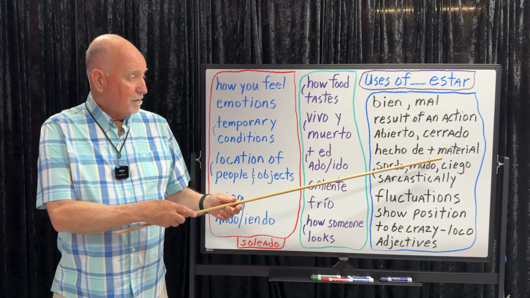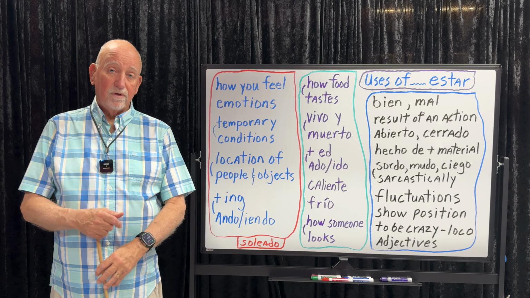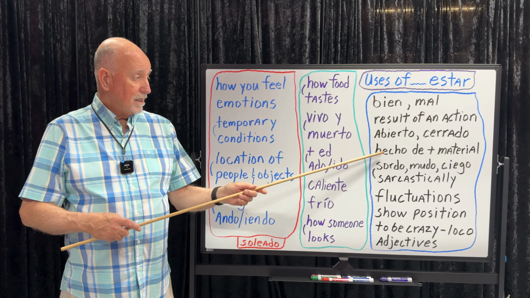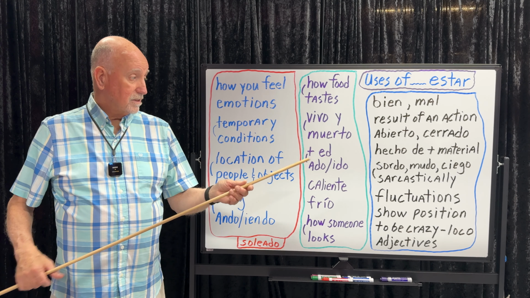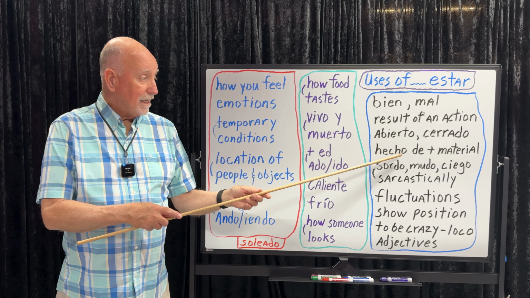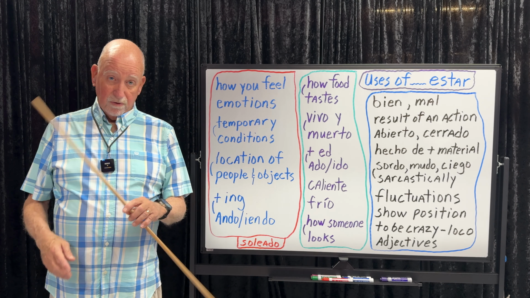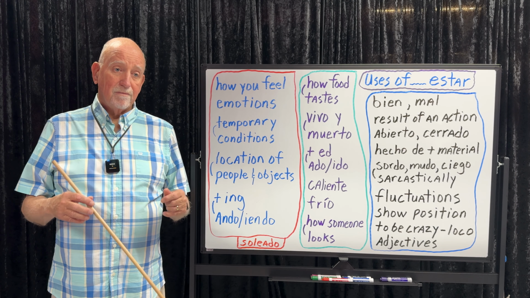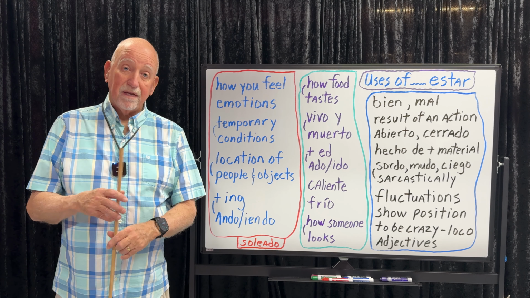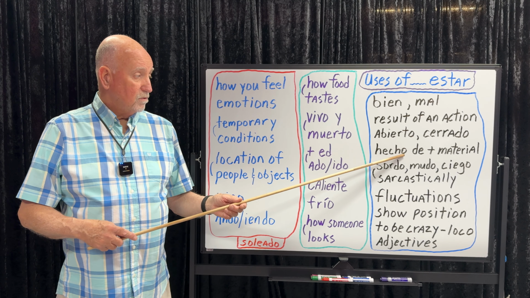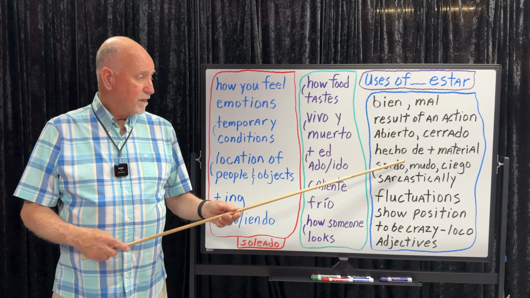Hecho de plus material. Okay, if you want to say something is made out of wood, you take estar. Está hecho de madera. If you want to say the house is made out of wood, you would say la casa está hecha de madera. Again, let's go plural. The houses are made out of plastic. Las casas están hechas de plástico. So hecho will change to agree with whatever you're referring to.